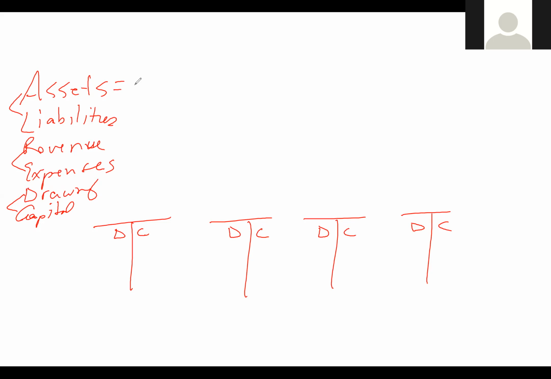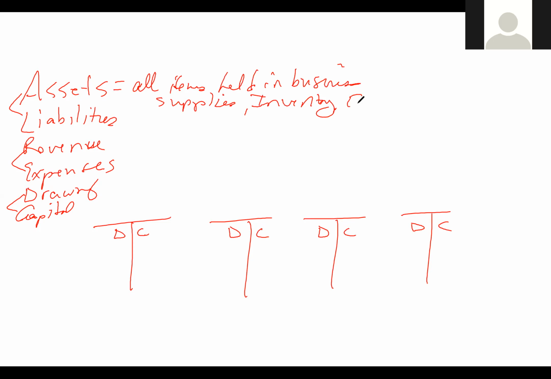So assets are all the items held in the business, right? So this is all of your supplies. It could be your inventory. It could be your equipment. And it's also money owed to you. I feel like if I say it while I write it, it's not as bad because you know what I meant to write. All the liabilities is money you owe out to people. That's a you.